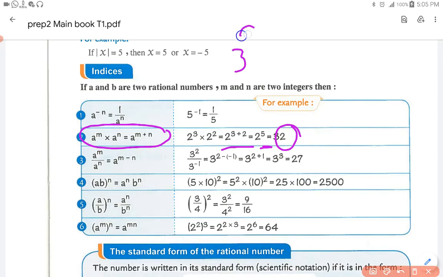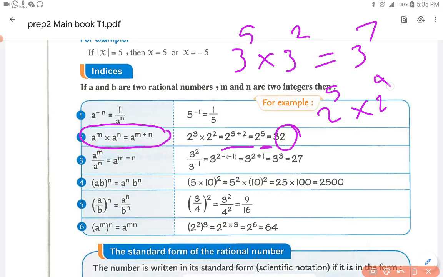3 to power 5 times 3 to power 2 will be 3 to power 7. 2 to power 5 times 2 to power 4 will be 2 to power 9, and so on. It's okay?